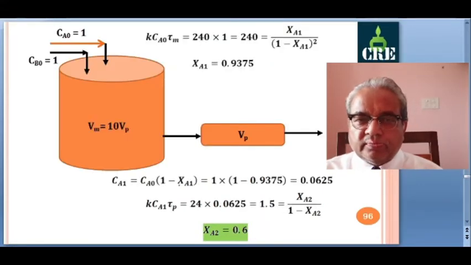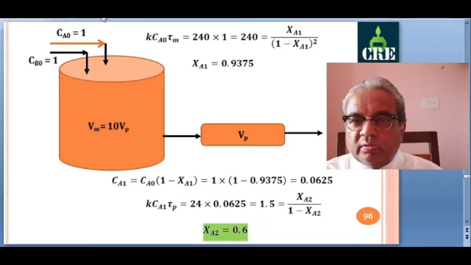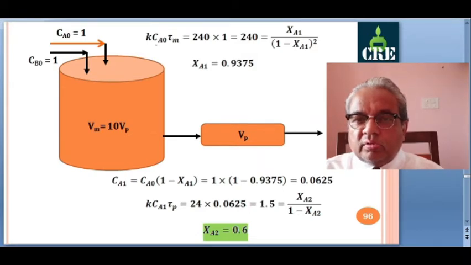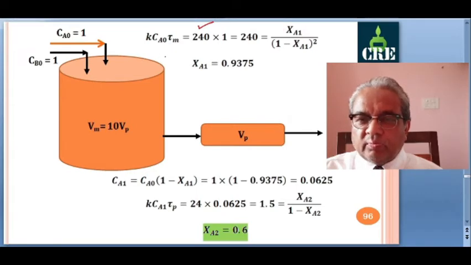Now we reverse the order. So for mixed flow, K tau is 240. Now Ca0 is entering, so this is 1. So 240 is equal to Xa1 by 1 minus Xa1 whole square, mixed flow reactor model for second order case. So here you get Xa1 as 0.9375.